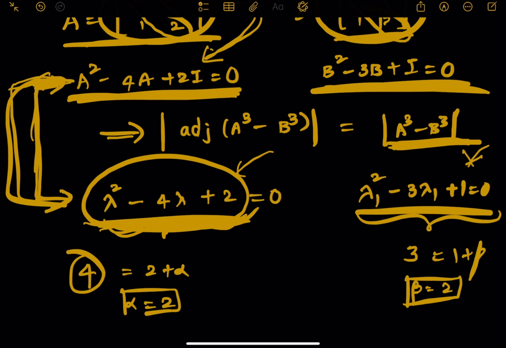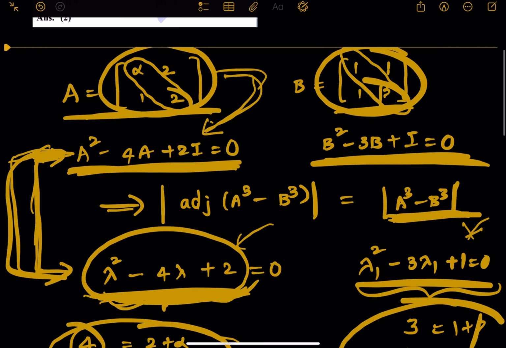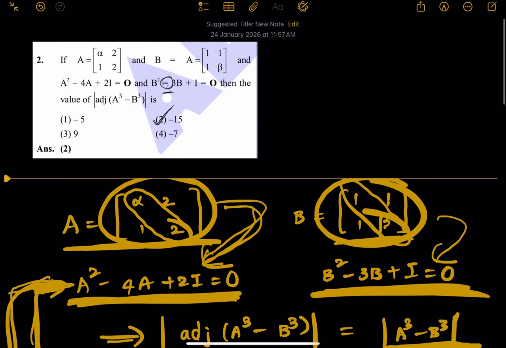The main point I wanted you guys to focus on is finding the values of alpha and beta, instead of putting the matrix into these equations and solving them to get the values. Alright. Okay, let us proceed to the next question.